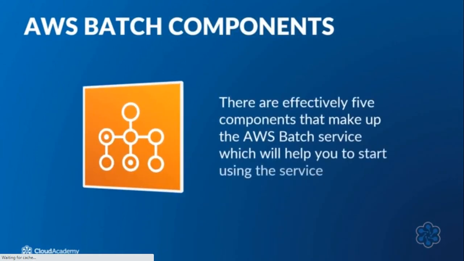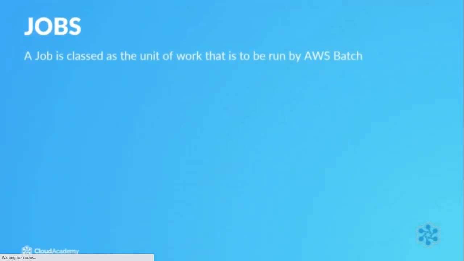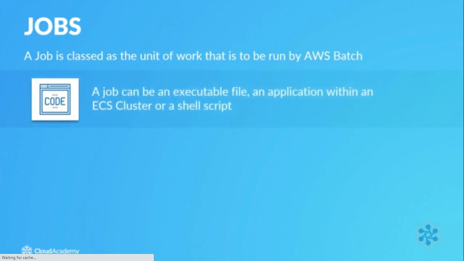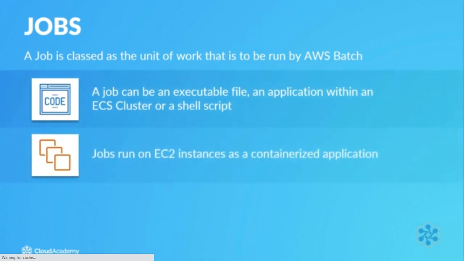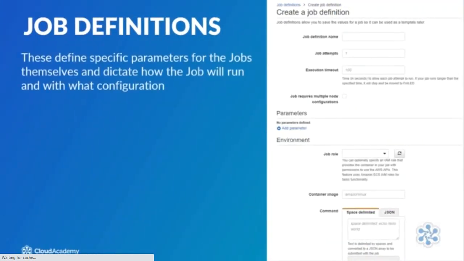There are effectively 5 components that make up the AWS Batch service, which will help you to start using the service. These being jobs. A job is classed as a unit of work that is to be run by AWS Batch. For example, this can be a Linux executable file, an application within an ECS cluster, or a shell script. The jobs themselves run on EC2 instances as a containerized application. Each job can at any one time be in a number of different states, for example, submitted, pending, running, failed, among others. Job definitions. These define specific parameters for the jobs themselves. They dictate how the job will run and with what configuration.